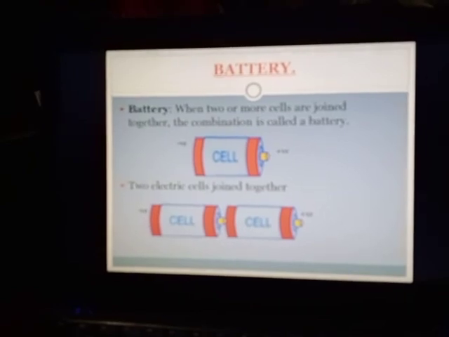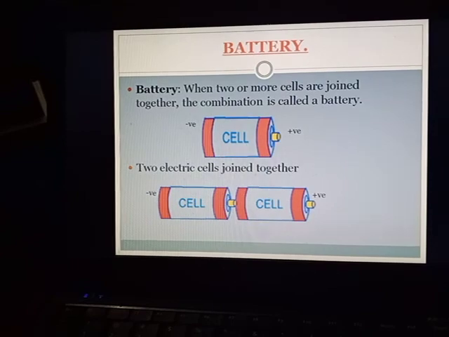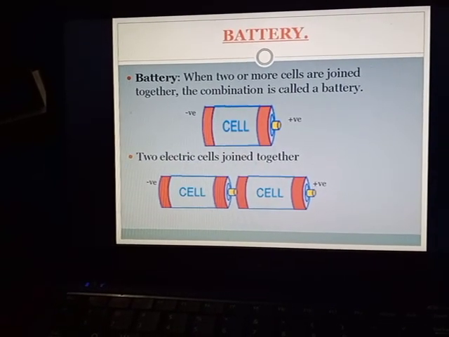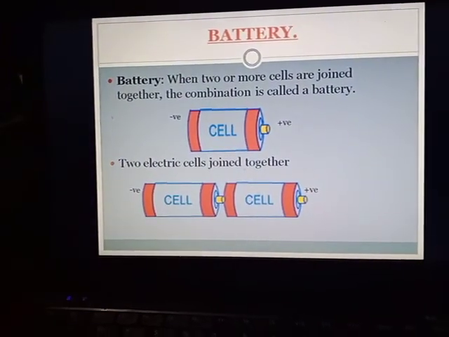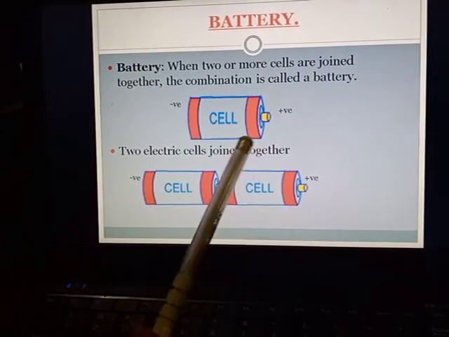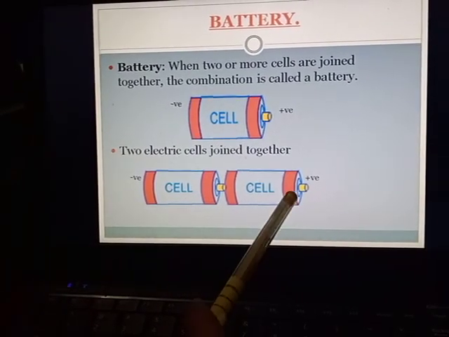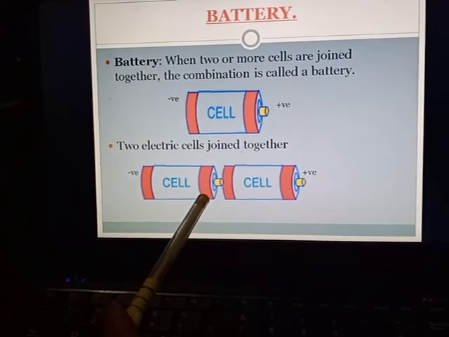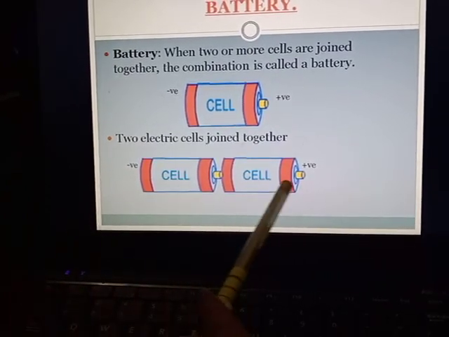Next is the battery. Now what is a battery? When two or more cells are joined together, the combination is called a battery. So this is a single cell. Here is the positive terminal and this is the negative terminal. When two cells are joined together like this, care should be taken that the opposite ends of the cells are connected. That means the negative terminal of one cell should be connected to the positive terminal of another cell, so that the current can flow.